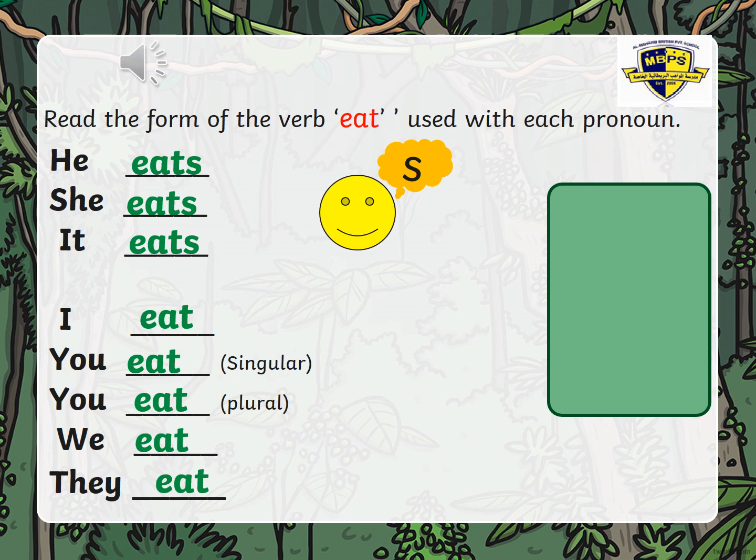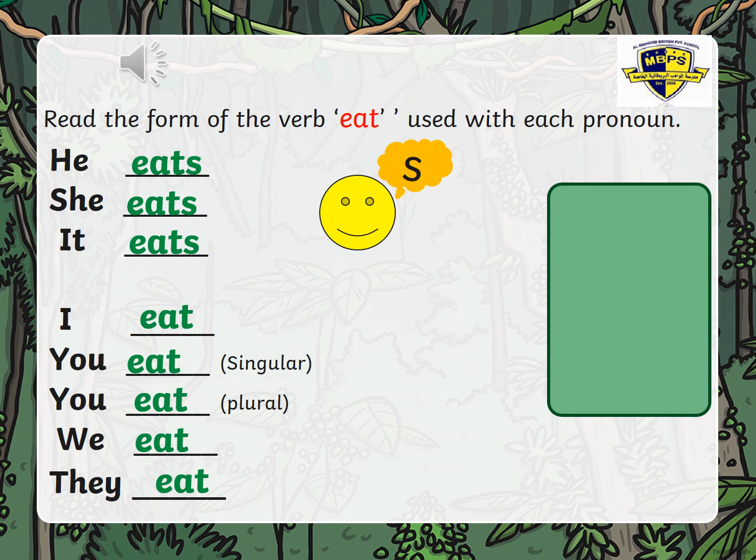Here, KG2, we have another doing word. Don't forget that the verb is a doing word. In this sentence, we have the verb eat. When I ask you, what do you do? So the verb is eat. The same as the one before. He and she and it, as we said, these three are singular. Singular means only one. He means only one boy.